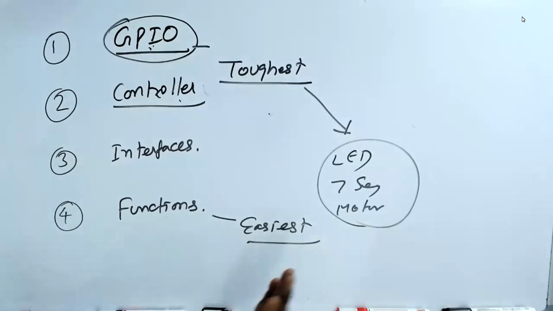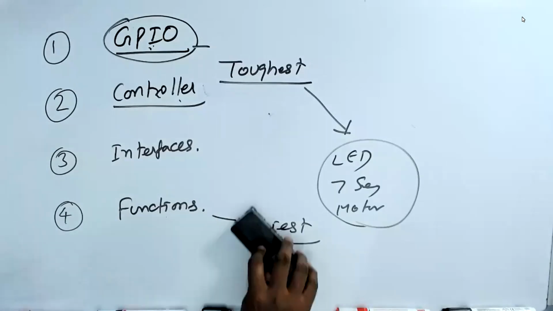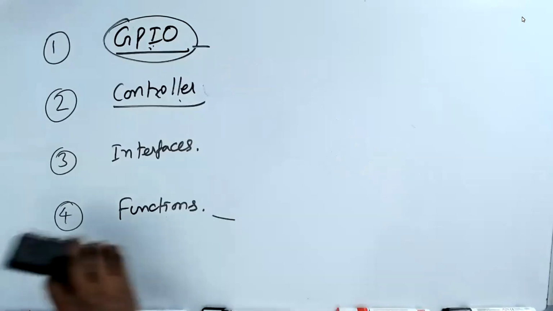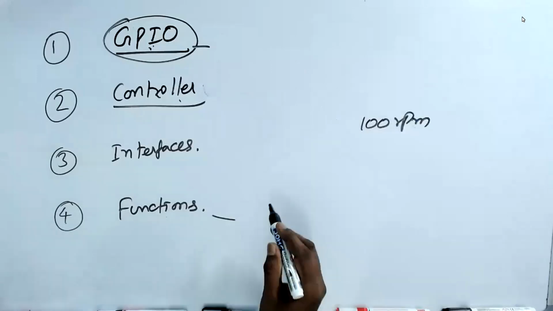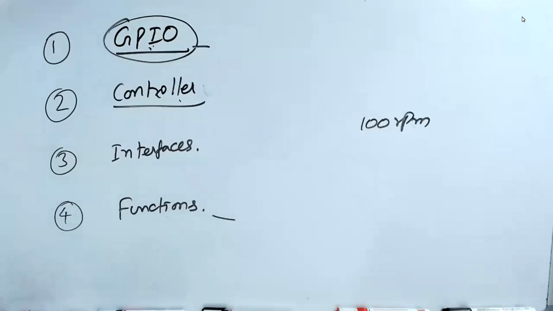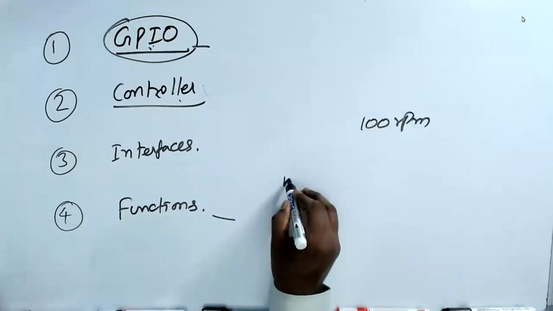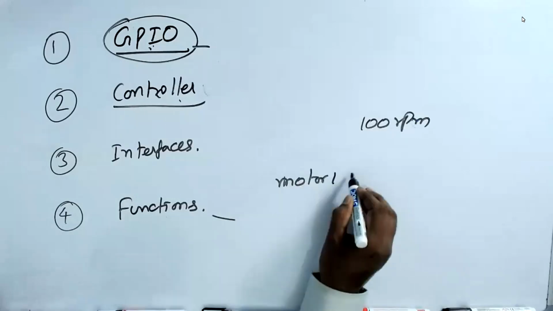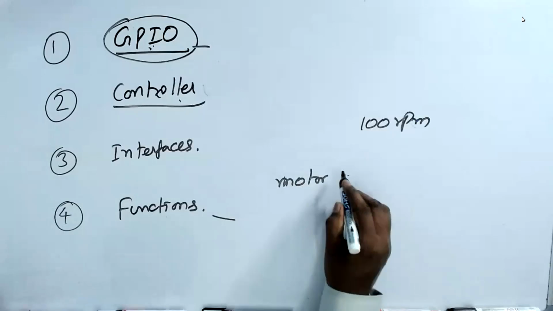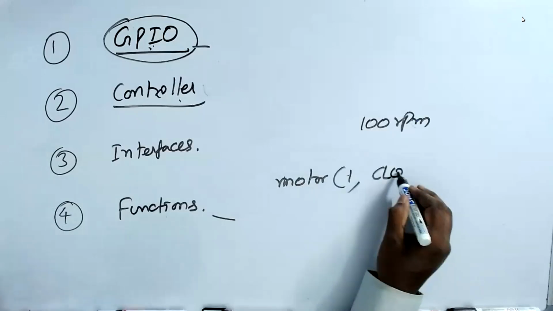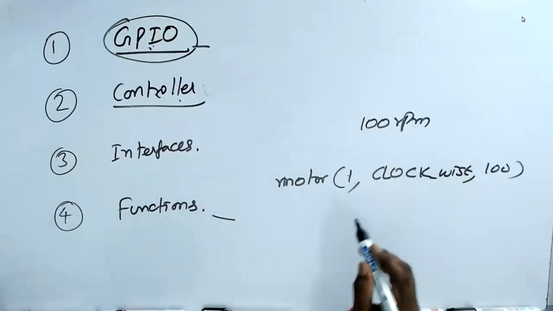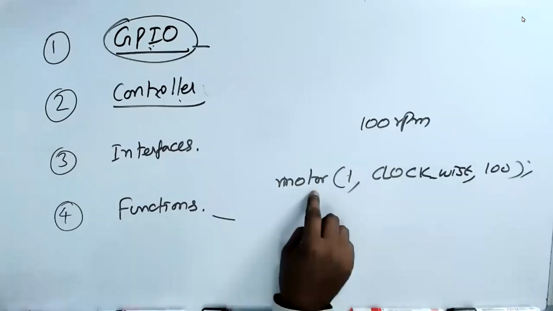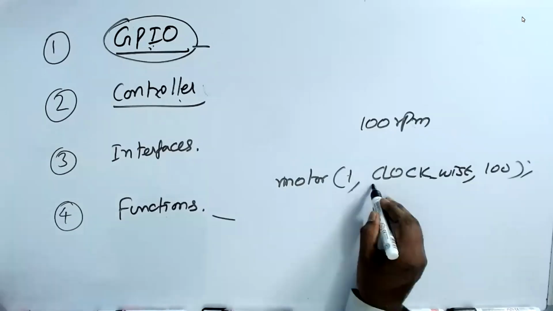You just call it. Let's say you wanted to rotate a motor at 100 RPM in a clockwise direction. You say motor 1, comma, clockwise, comma, 100. That's all. You do not have to know anything. Anybody can do that. In this case, the motor will rotate in the clockwise direction at 100 RPM, on motor 1.